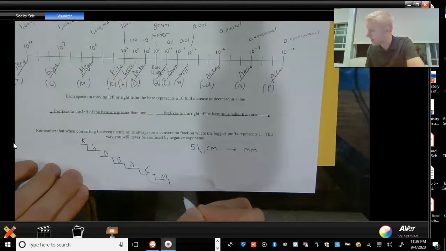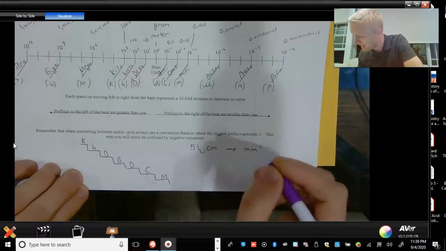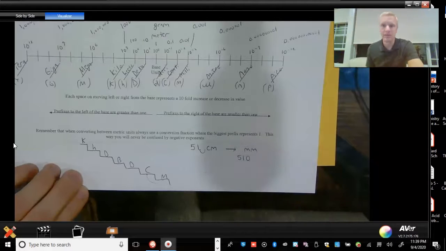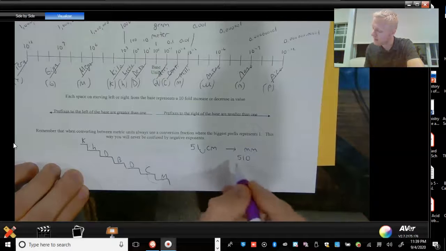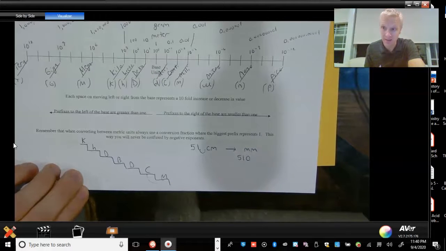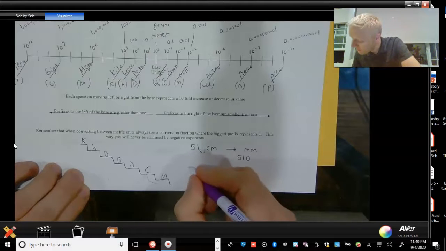All right. So that's going to be 510. So 510 millimeters is the same thing as 51 centimeters. Insane. Okay. Why don't we do another one that's similar?